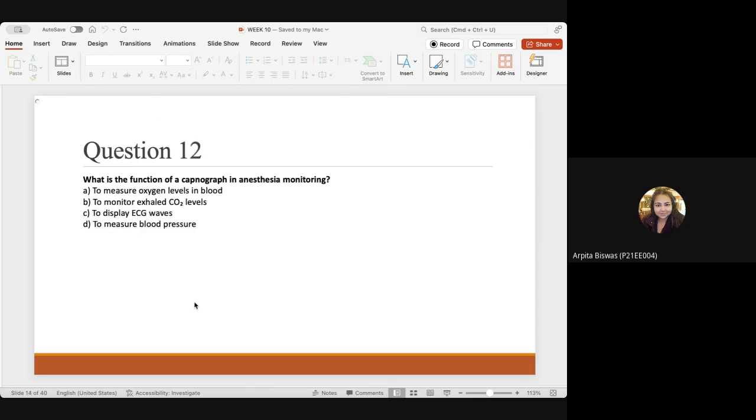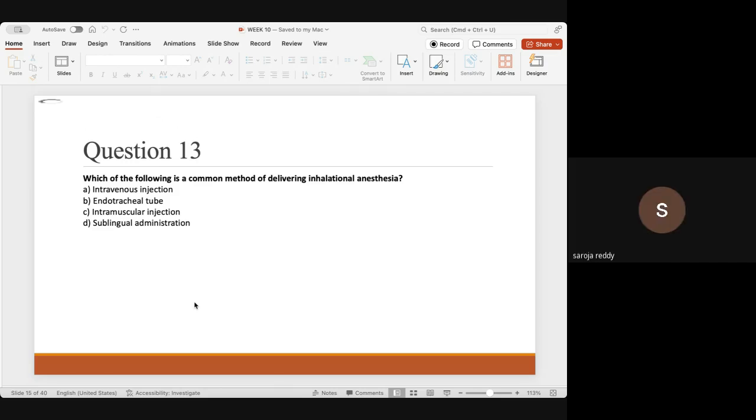Then this is the question number 12. What is the function of a capnograph in anesthesia monitoring? To monitor exhaled CO2 levels. Yes, option B is the right option. Then question number 13. Which of the following is a common method of delivering inhalation anesthesia? Endotracheal tube. Yes, endotracheal tube.